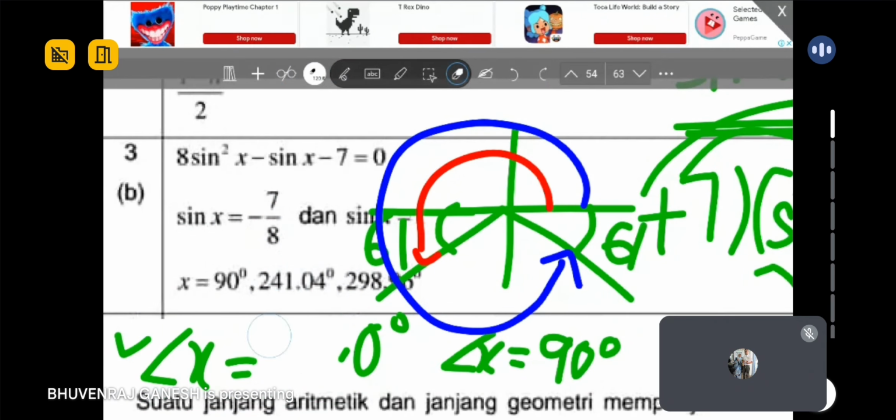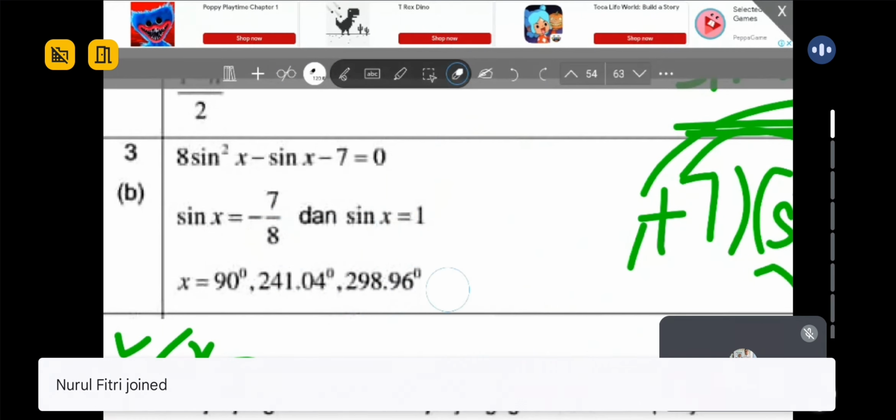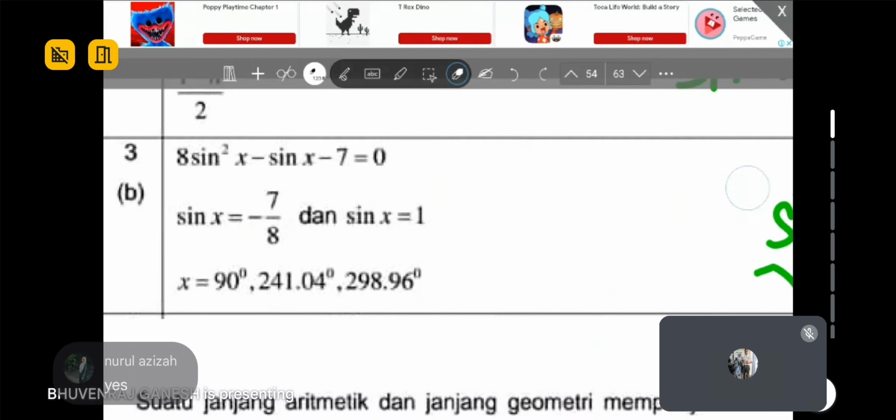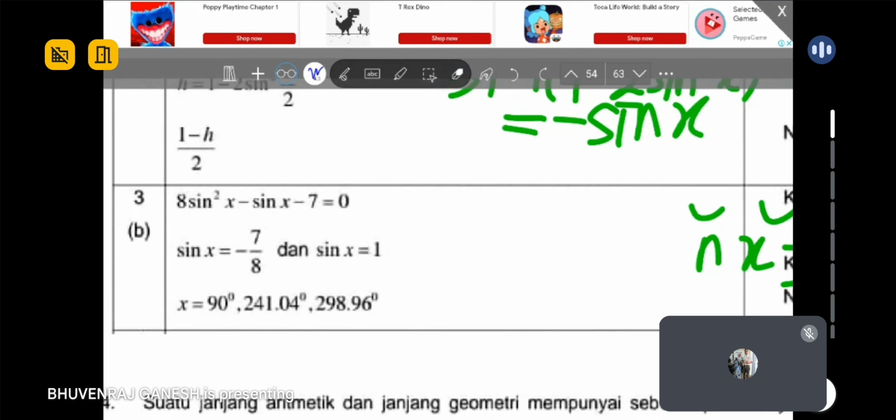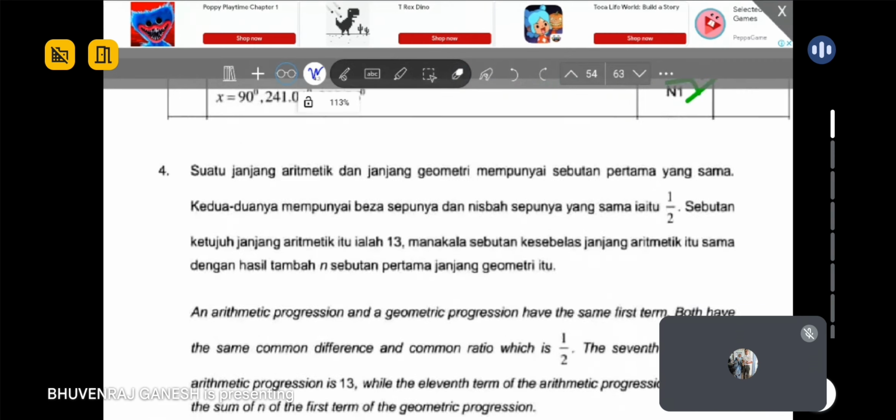Okay, so do you all understand question 3? Any problems with soalan 3? If any question, you guys must ask. Kalau ada soalan, jangan senyap. Tanya saja.